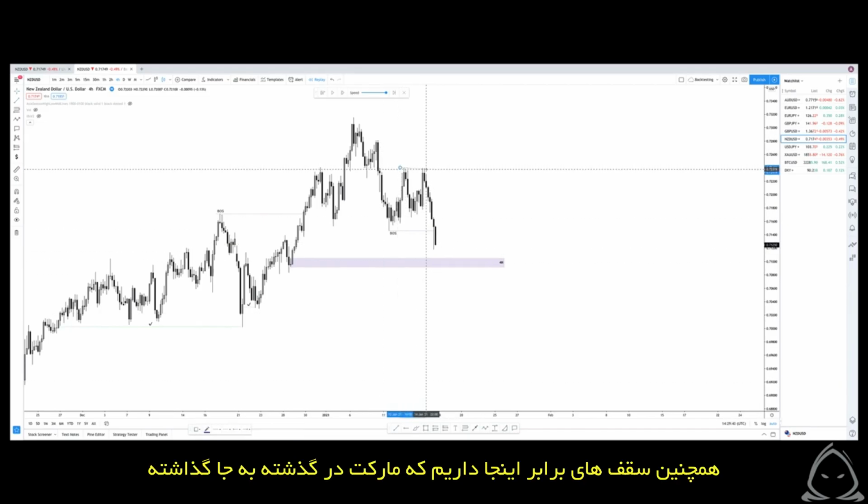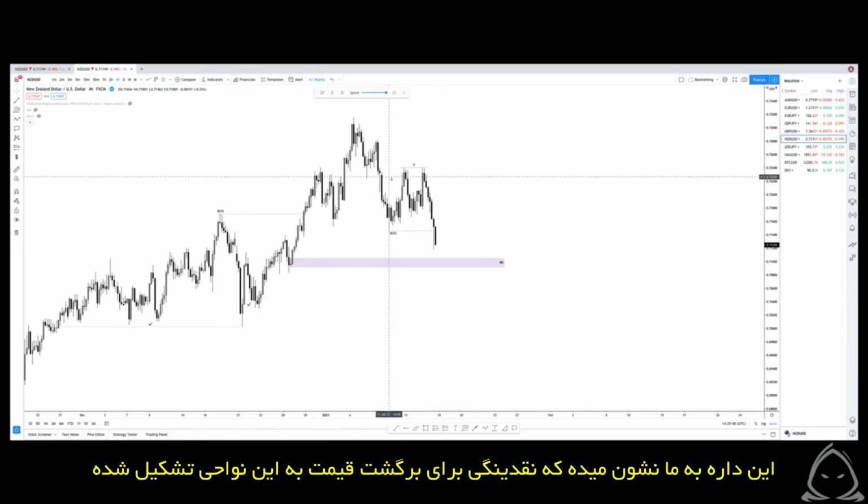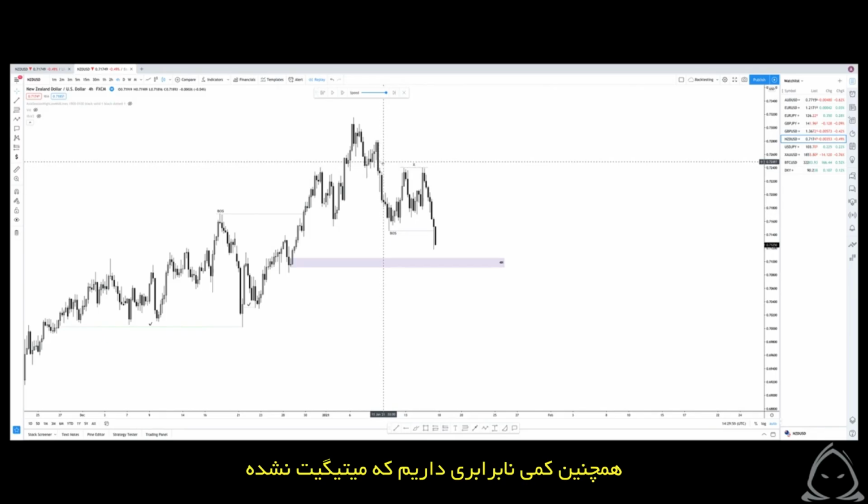Obviously, we've also got equal highs here, which the market's left behind us. It's really important to notice what the market's doing. It's showing us and it's printing this liquidity for when it returns back to this area. We have some imbalance as well, which hasn't been mitigated.